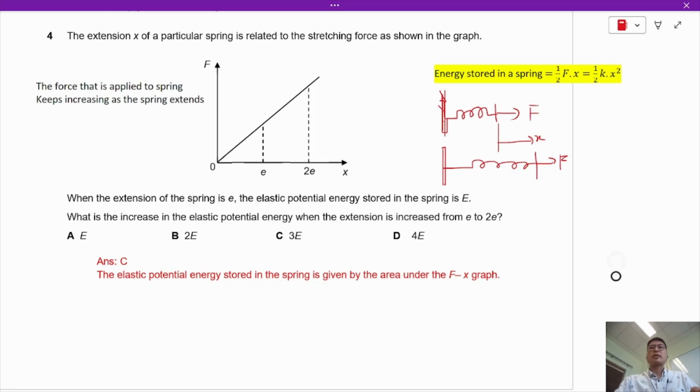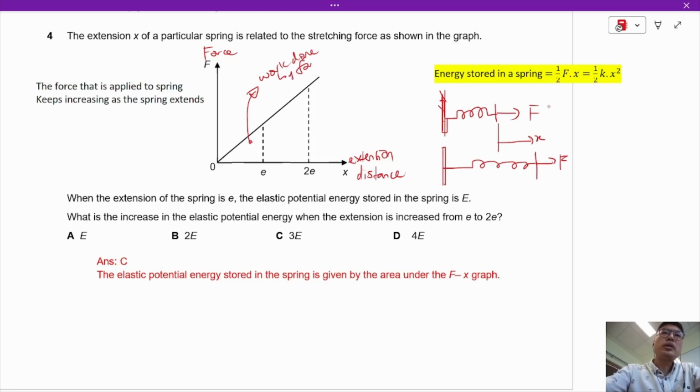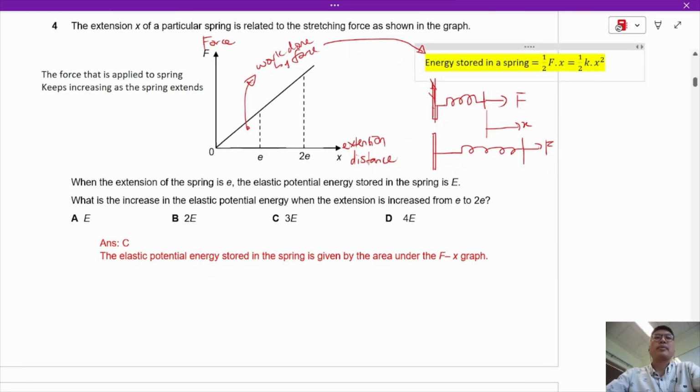This is due to Hooke's law. So this is a graph showing the force and the extension of the spring. Can you see that this is actually a work done graph? Because the extension is the distance that is moved. So the area under the graph is the work done by the force. And the work done by the force to stretch the spring is then stored as energy inside the spring. So let's take a look at the work done to stretch the spring. When the spring's extension is E, the elastic potential energy stored in the spring is also E.